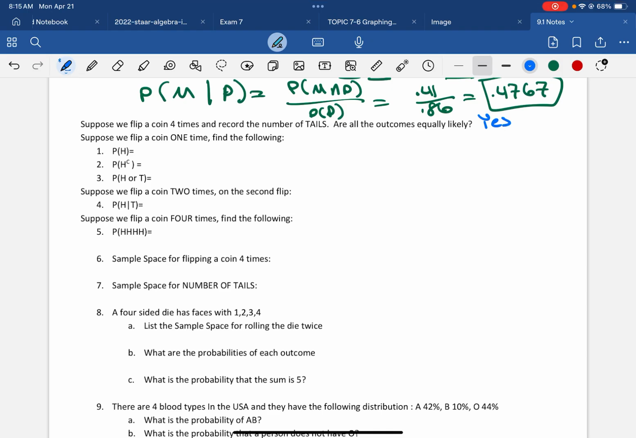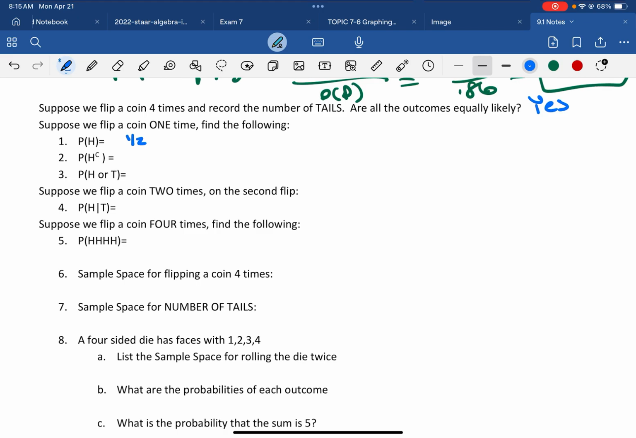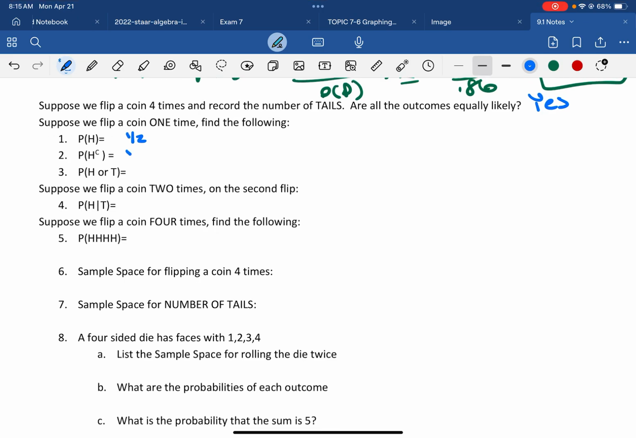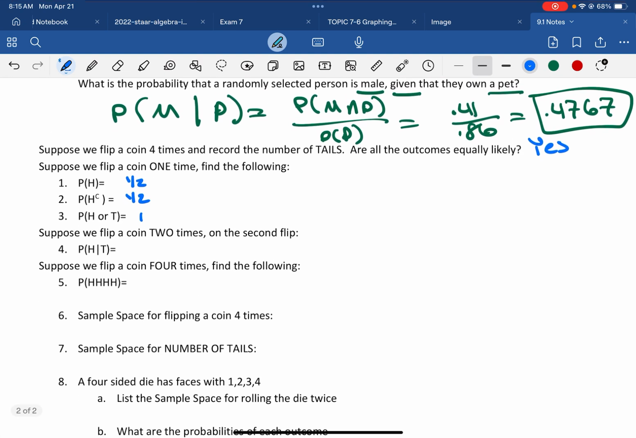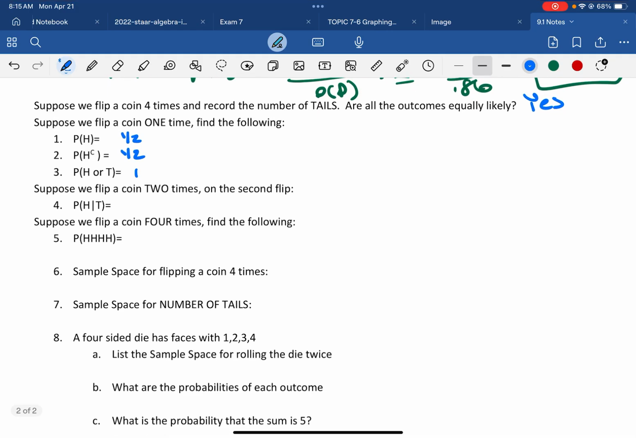Okay, suppose we flip a coin 1 time. Find the following. All right, so let's talk about 1 time first. Probability of heads. Well, pretty simple, 1 out of 2. Probability of the complement of heads, not heads, 1 out of 2. Probability of heads or tails. 1 flip, heads or tails. Well, 1. It's going to happen. It's either going to be heads or it's going to be tails.